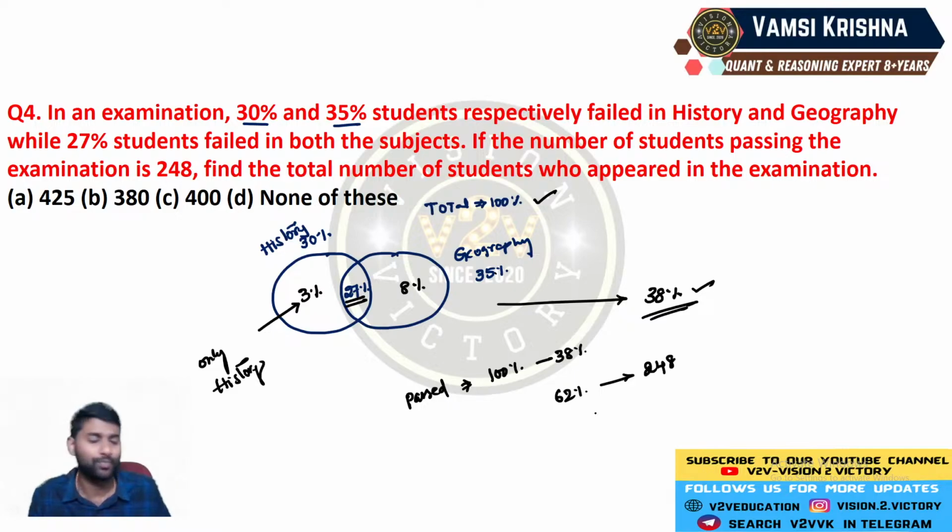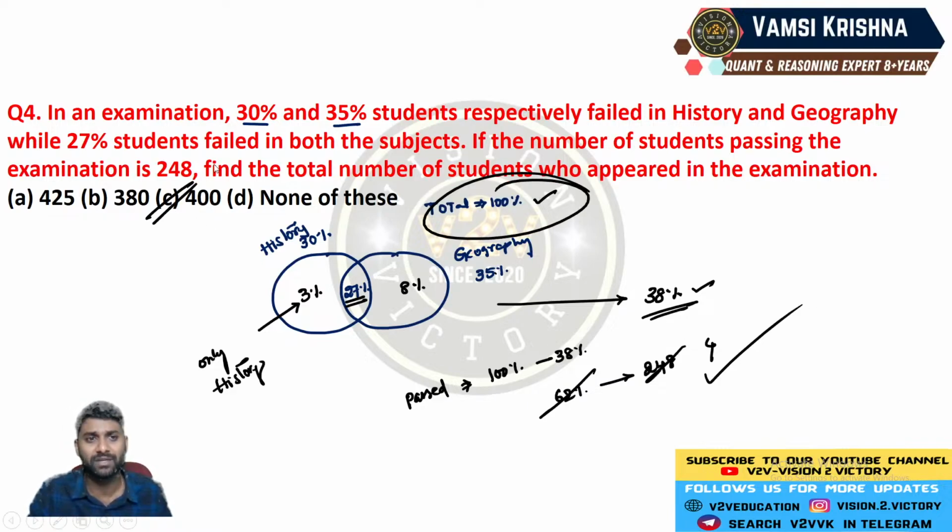Now, there is a comparison. The number of students who passed in both the subjects is 248, which is exactly equal to 4 times. Now, you already assume the total percentage is 100. Each percentage is 4 units. Now, the answer becomes 400.